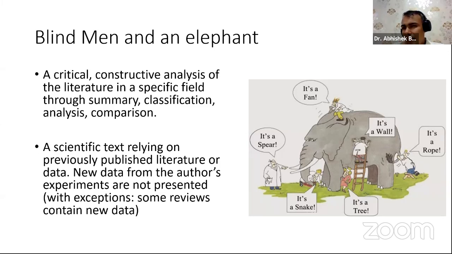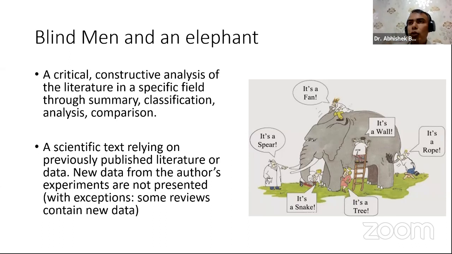But a review paper does not have this. I'll give you examples of that in some time. But what exactly is a review? It is largely a critical, constructive analysis of literature, which should definitely have summary, classification, analysis, and comparison. All the four terms are important.